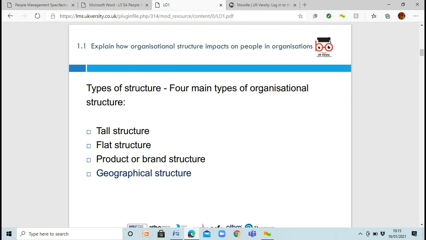So now we're going to go on to 1.1, which is the first assessment criteria. It's explain how organizational structure impacts on people in organizations. Now, we're going to look at the different types of structures here. There are 4 main types of organizational structures, which we will look at in the following slides. The first one is tall structure. Second is flat structure. Third is product or brand structure. And the fourth is geographical structure.